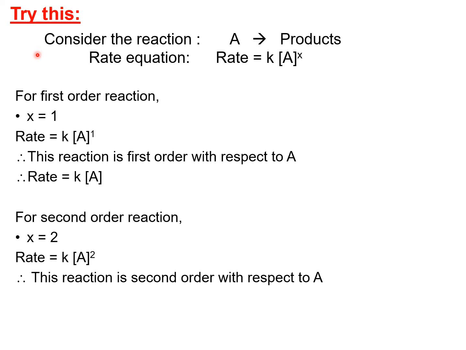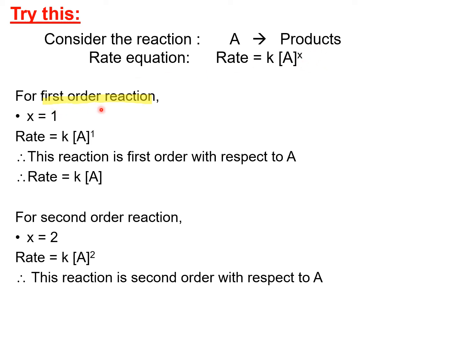Okay, next, for first order reaction, okay, for first order reaction, if let's say you have a chemical reaction where your reactant is A and your rate law equation is rate equals K multiplied by the concentration of A to the power of X, where X is the order of reaction with respect to A.